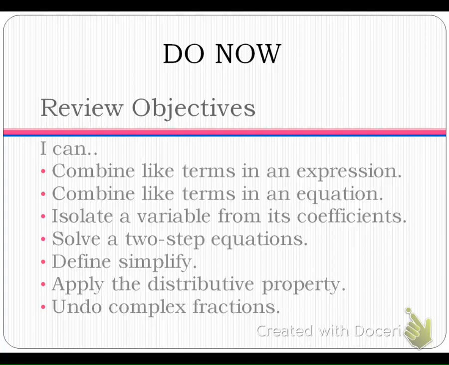Let's review some of the objectives you learned in Unit 1, like combining like terms in an expression, combining like terms in an equation, isolating a variable from its coefficient, solving two-step equations, and then we'll be getting into our next lesson where we'll define what it means to simplify and be able to apply our distributive property and undo complex fractions.